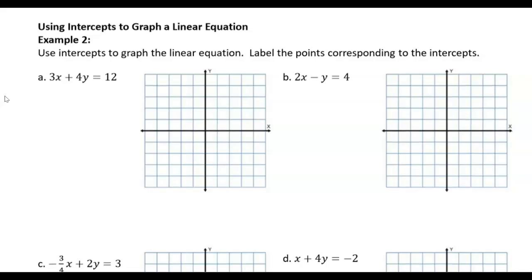So it says use intercepts to graph the linear equation. So this is standard form. Notice we have a number times x and then either plus or minus a number times y and then equals a number. So this is standard form.